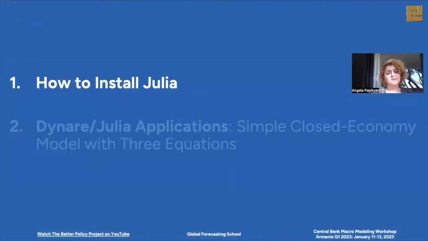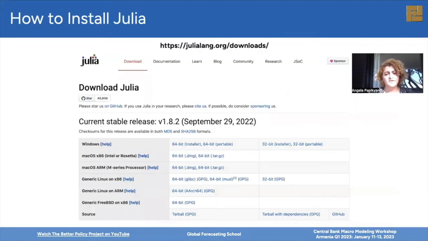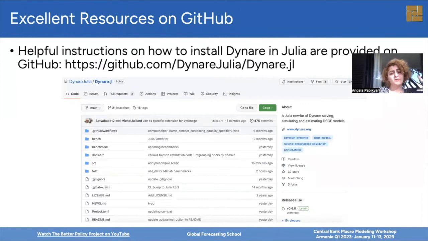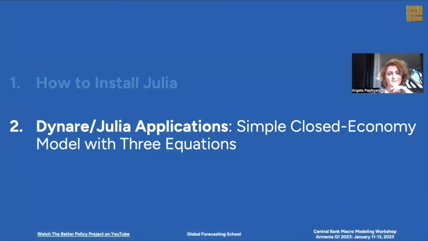So let's start by looking at how to install Julia. To install Julia, you simply need to go to this page, julialang.org, and download the latest Julia version compatible with your computer. After you have finished downloading the program, just run it by following the directions. To incorporate Dynare in Julia, you can check out the GitHub page where you can find very helpful materials for beginners. So now let's take a look at our illustrative model with three equations.